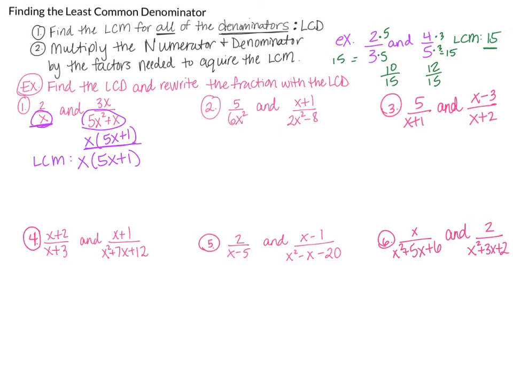Now, if that is indeed the least common multiple, I need x to equal 5x plus 1 times x. Well, it's already got the x, so what it needs is a 5x plus 1. So that 2 over x needs to get multiplied by 5x plus 1, top and bottom. That's going to leave me with 10x plus 2 over x times 5x plus 1.